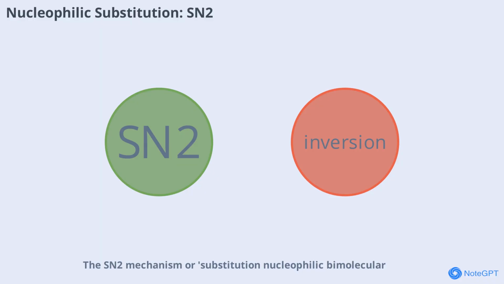The SN2 mechanism, or substitution nucleophilic bimolecular, is a one-step process. Here the nucleophile attacks the substrate from the opposite side of the leaving group, pushing it out in a single concerted action. This leads to inversion of configuration at the reaction center, a hallmark of SN2 reactions. SN2 is favored by primary substrates and strong nucleophiles. The rate depends on both the substrate and the nucleophile concentration. Let's see how this mechanism works in practice and why it's so important in synthesis.